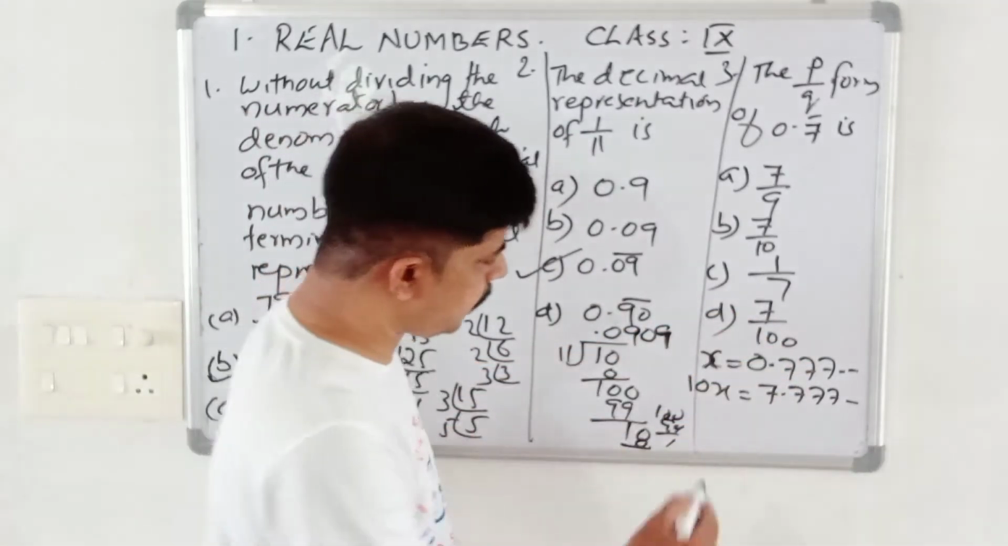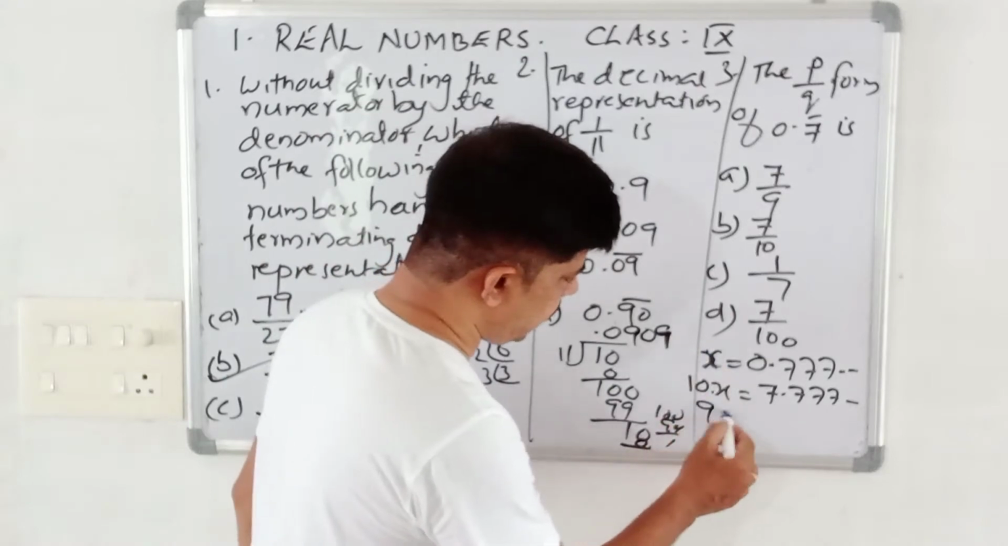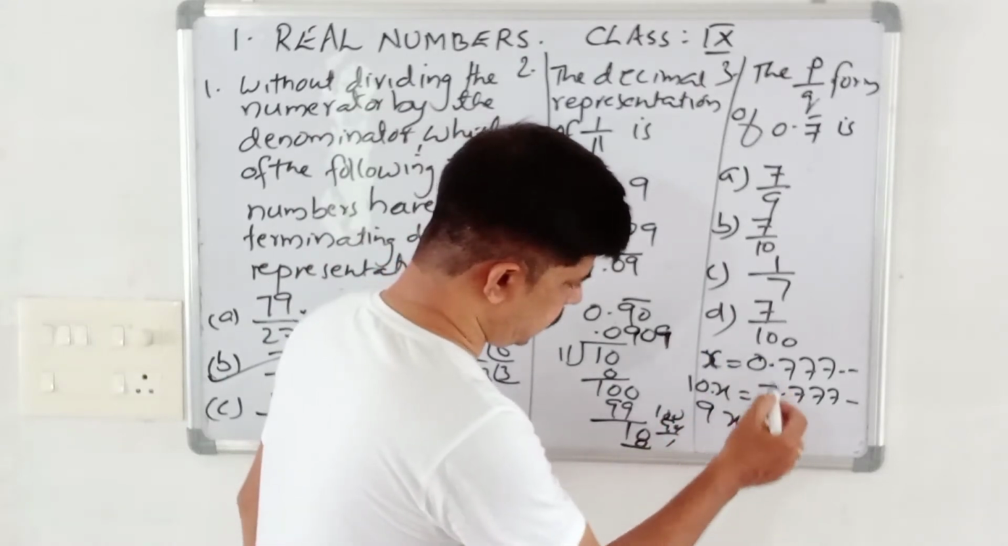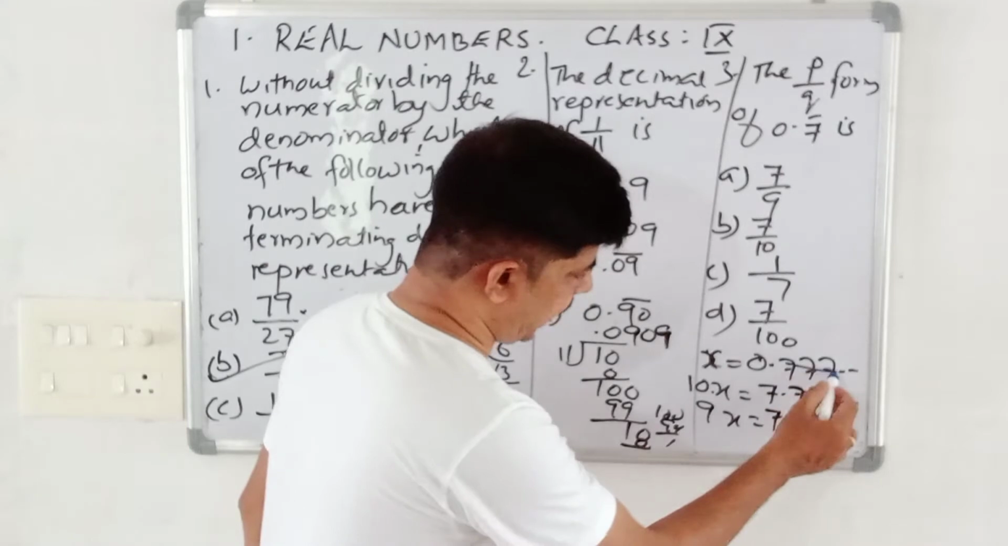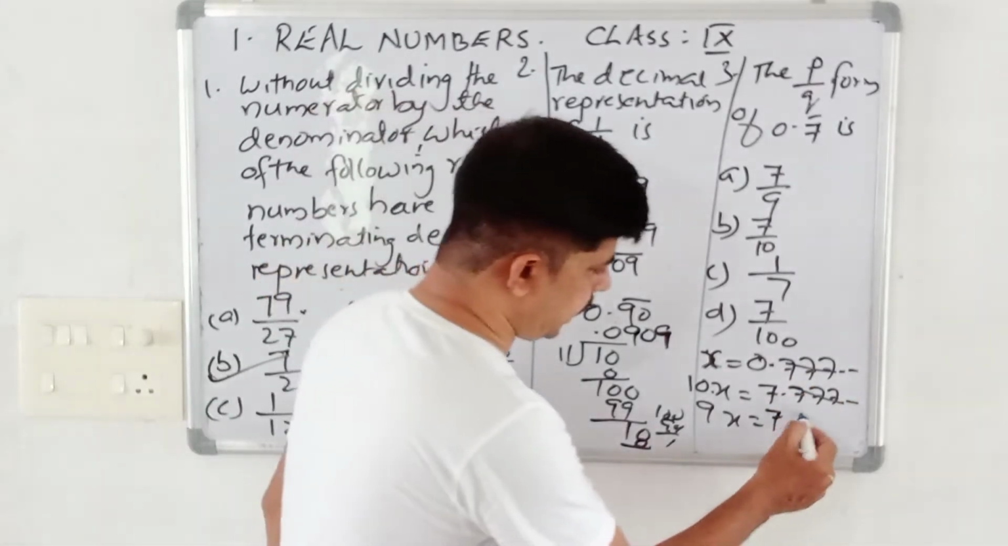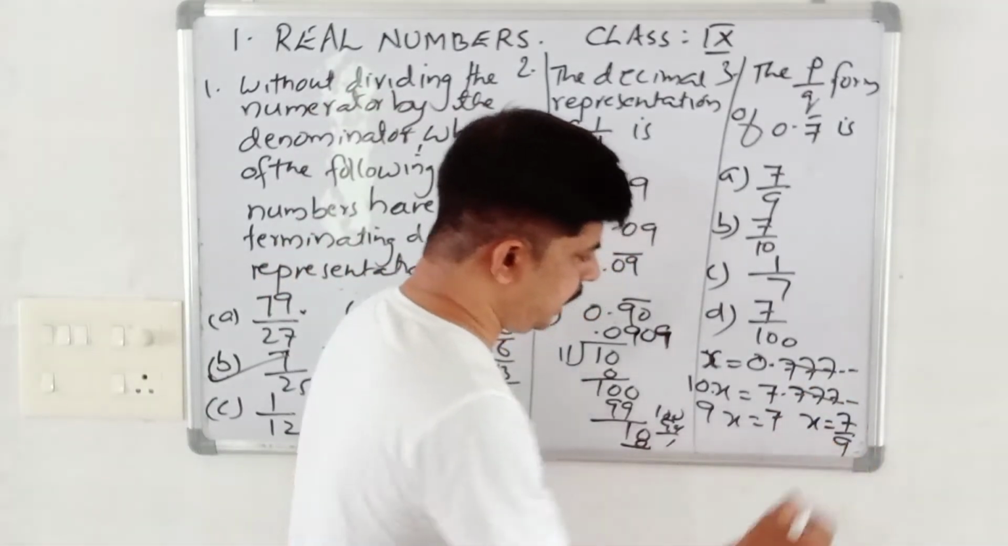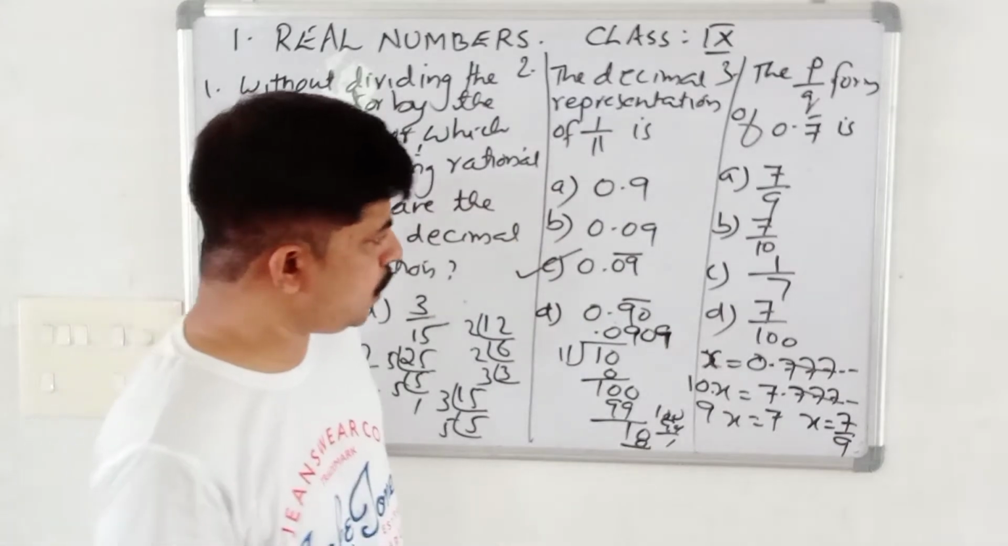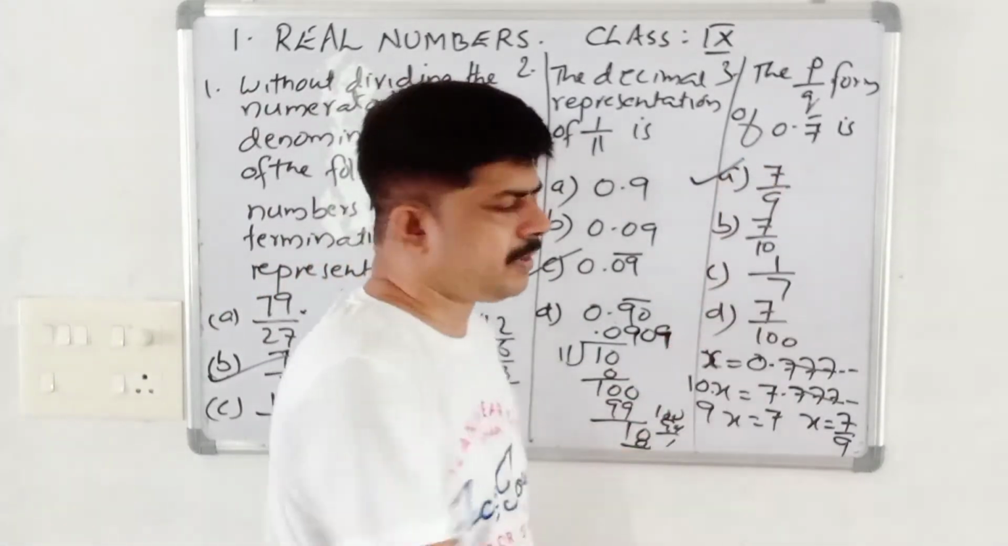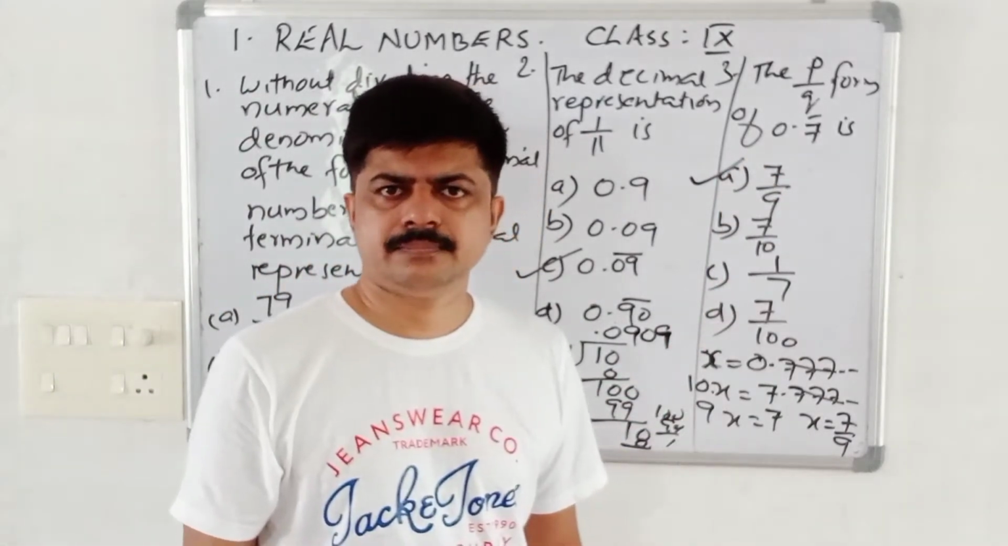Now we have to subtract equation 1 from equation 2. 10x minus x is 9x. 7.777 minus 0.777 is 7. The decimal part will be cancelled. Therefore, x is equal to 7 by 9. Therefore, our correct answer is option A. 7 by 9 is the right answer.